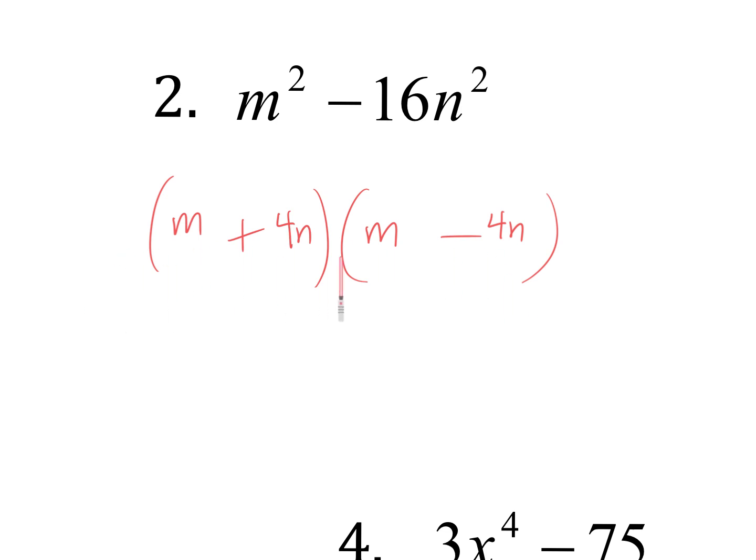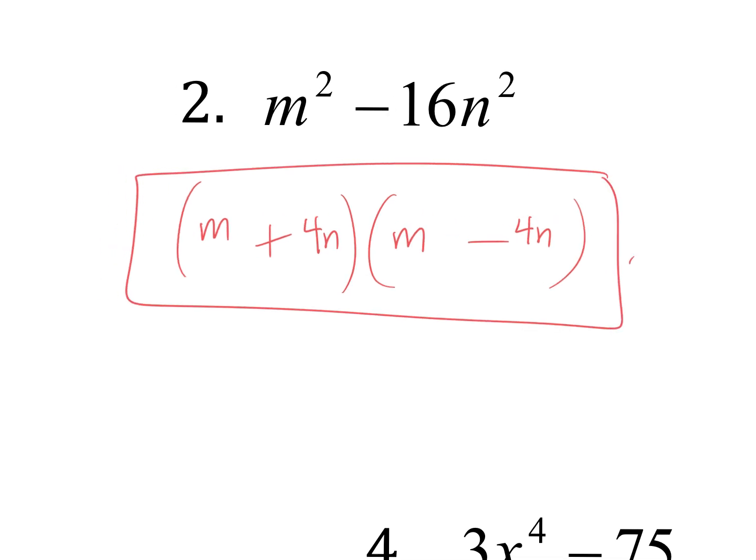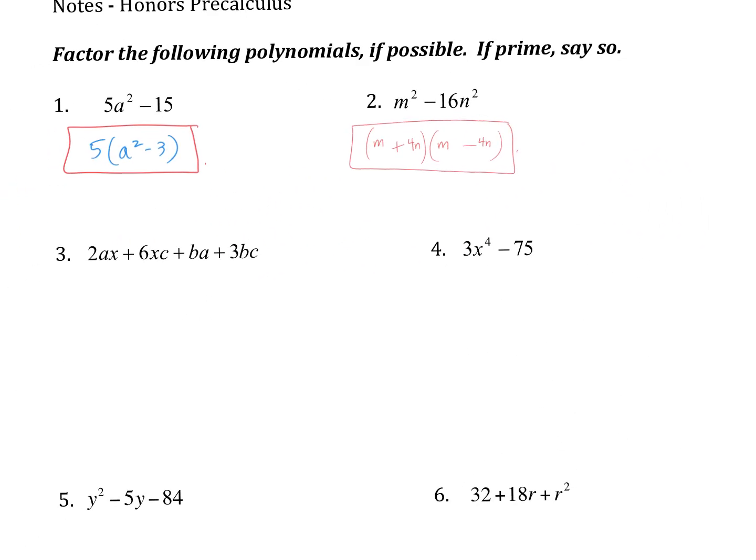When we did this, these each have 2 terms. Could I do difference of squares on this set? Are we subtracting? No, so I can't do anything there. This one we are subtracting. Are these perfect squares? No, meaning I can't take the square root of m and get a whole number. So we're done. This one's done. Cool.